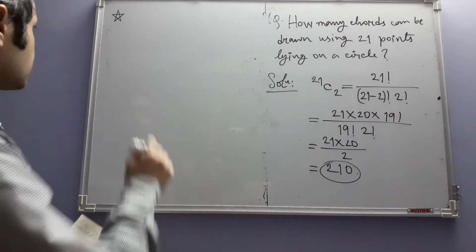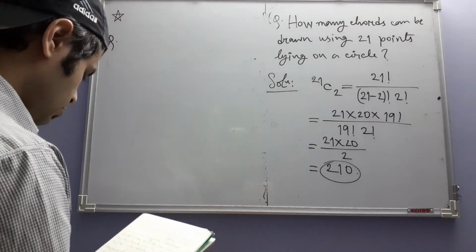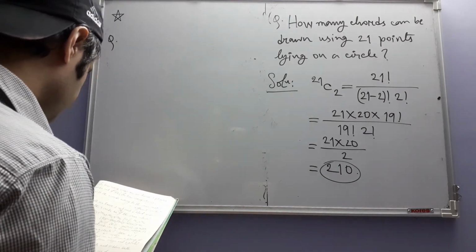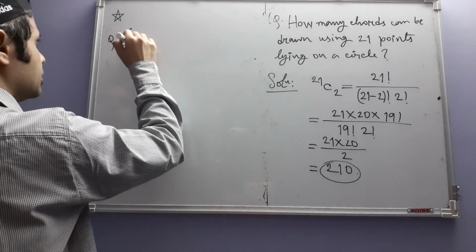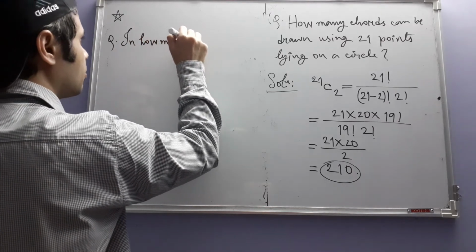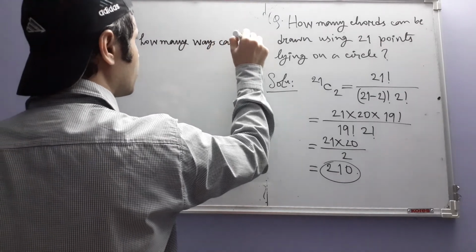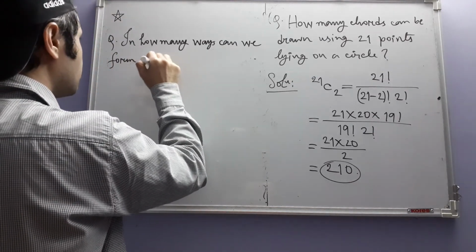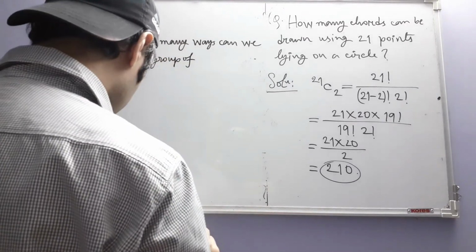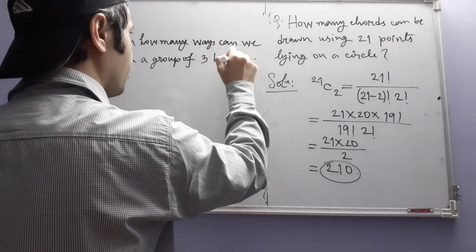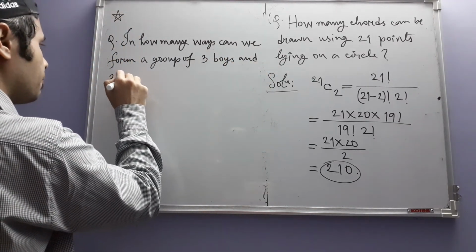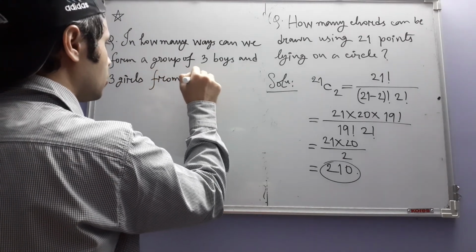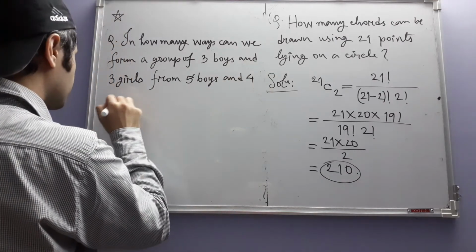Then the next one. These are just some practice problems to make ourselves more comfortable with the concept of combinations. Again, a group problem: in how many ways can we form a group of three boys and three girls from five boys and four girls.